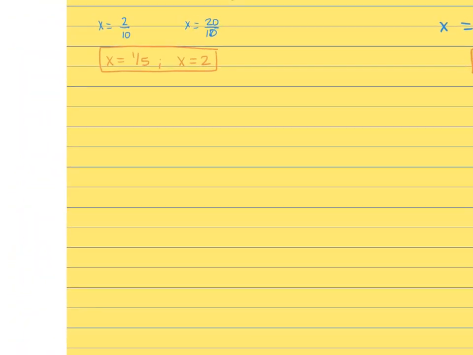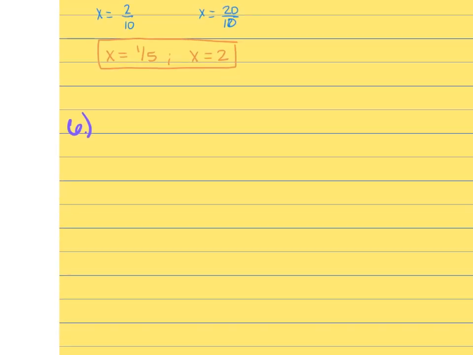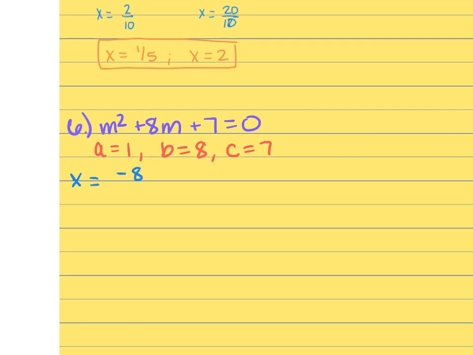For number 6, we're given m squared plus 8m plus 7 is equal to 0. So our a is 1, our b is 8, and our c is 7. So x is equal to a negative 8 plus or minus the square root of 8 squared minus 4 times 1 times 7 all over 2 times 1.